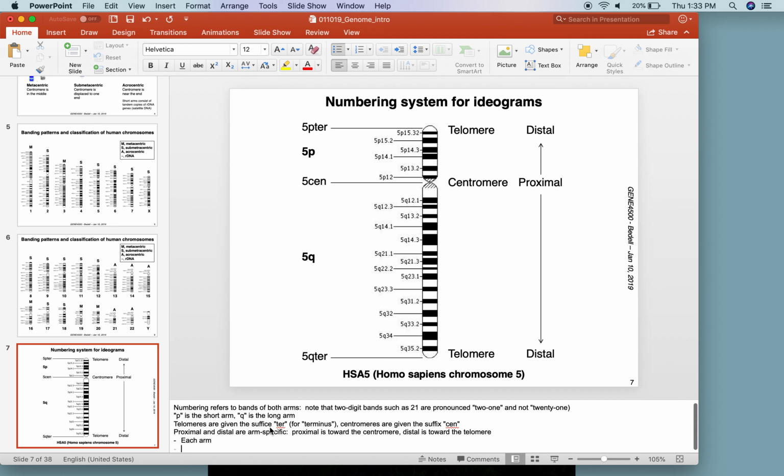Remember, these are linear chromosomes, right? There's a telomere on each end. For the short arm, going from the centromere to the telomere, it moves from 5P11 to 5P12. Now this is not 5P twelve, it's one, two. I don't know why, but 5P13.2, 14.1. So moving from the centromere distally, same thing with the long arm, centromere distally: 5Q12.1, 5Q12.3, and so on.